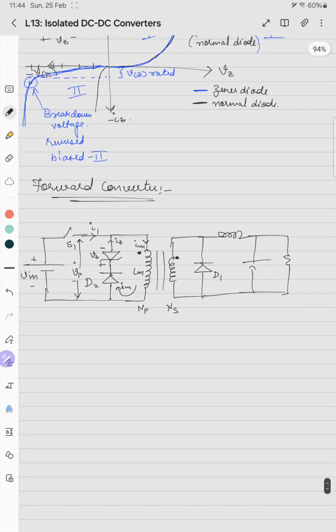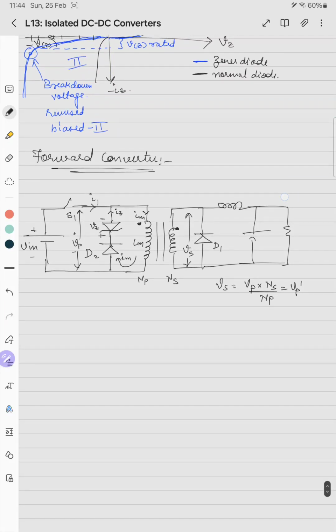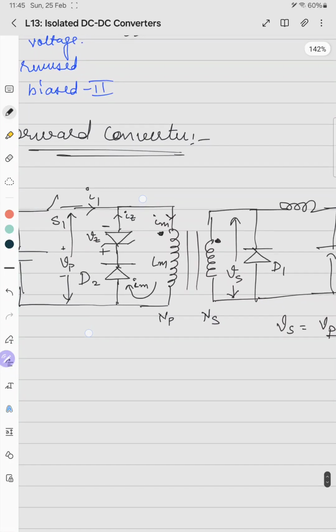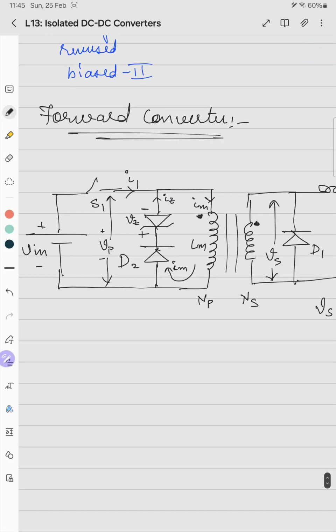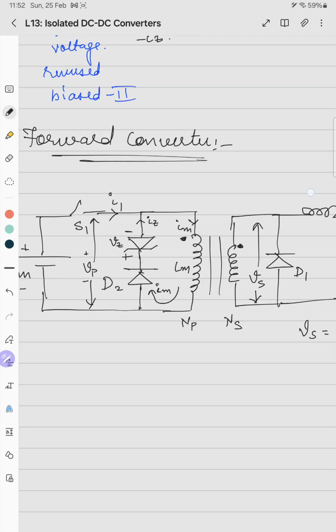Now this is called a forward converter, NP by NS. So this is VS. VS is VP into what? VS by VP is NS by NP. So VP dash equals NS by NP times VP. Rest will be same. The operation will be same. So what happens is, first we have to see by addition of this Zener, is there any effect on the circuit when the switch is on? It ideally should have no effect.